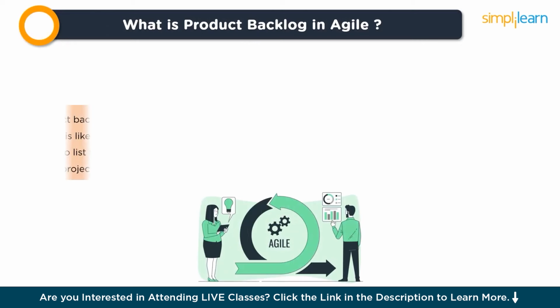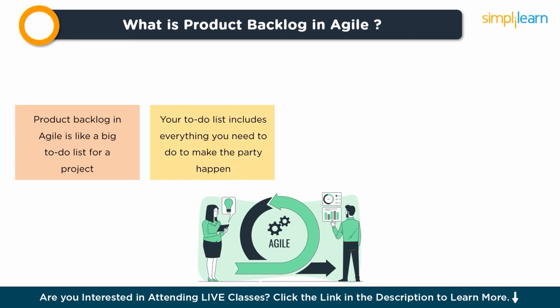The product backlog in Agile is like a big to-do list for a project, specifically for those projects managed using Agile methodologies, which are approaches to software development that emphasize flexibility, collaboration, and customer feedback. Imagine you're planning a big party which represents the final product. Your to-do list, the product backlog, includes everything you need to do to make the party happen. This list might include tasks like send out invitations, buy decorations, plan the menu, and so on. Each task is important for the party to be successful.